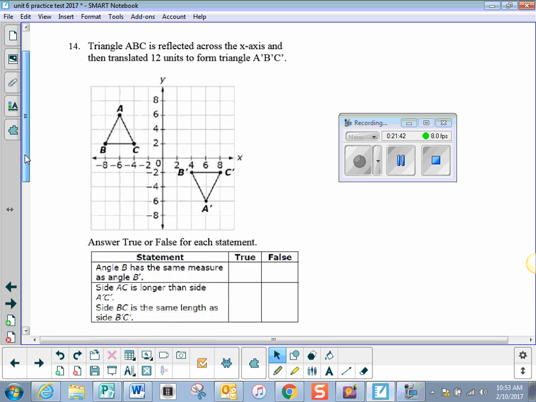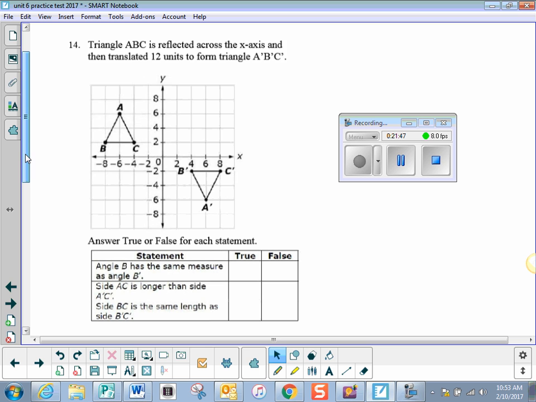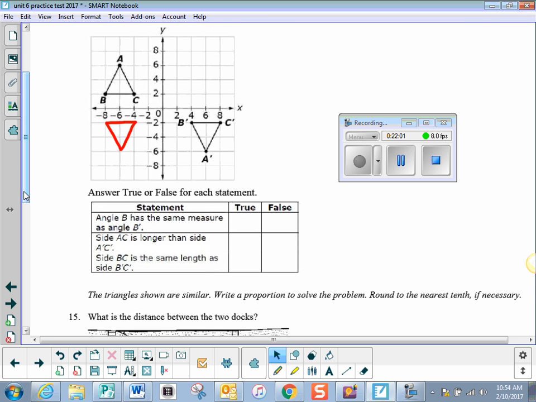Number 14. Triangle ABC is reflected across the x and then translated 12 units. So it was moved here. Then it was translated 12 units that way. Okay. What's true about this? Okay, this is an easy 3 points. Is angle B still the same? Yes. True. Is AC longer than side AC? Oh, that is false. No, it didn't change size. True. Is side BC the same? Yeah, true. That's an easy 3. True, false, true. Okay. Oh, I circled that, I didn't answer it.